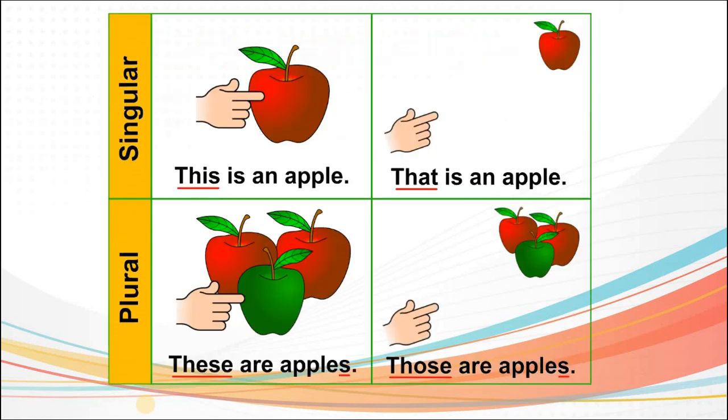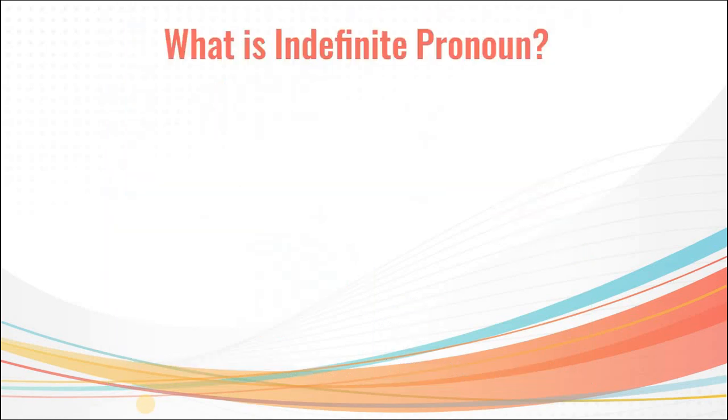So this is called the demonstrative pronoun. This is an apple, that's an apple. This is an apple means the apple is near to me, singular and near. That's an apple, singular but far, not near. And these and those are used for the plural. These are apples means they are many in number, plural, and they are near to us. Those are apples, they are many in number, two, three, more than one, but they are far, not near to us.